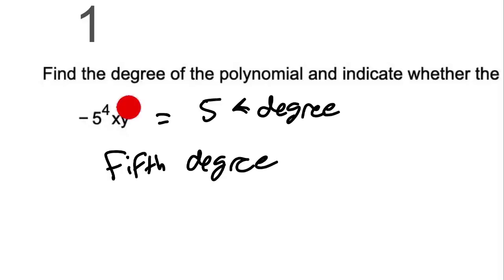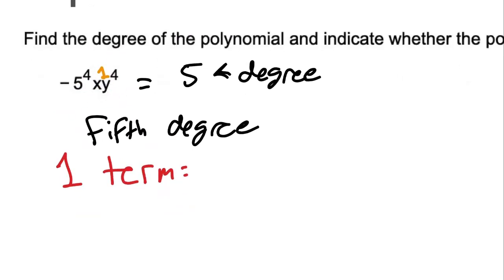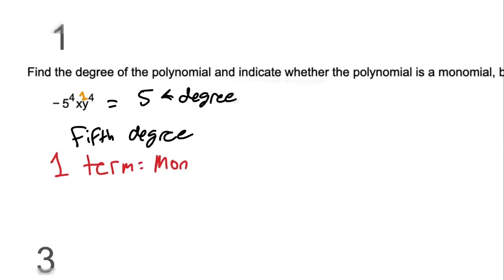Next is, how many terms is this? Only 1 term. And if you look at the cheat sheet on there, if it's only 1 term, it's called a monomial. So if you were to actually name this, this is called a 5th degree monomial. So that's how you put the name together. You always say the degree first and then the name based on the term.